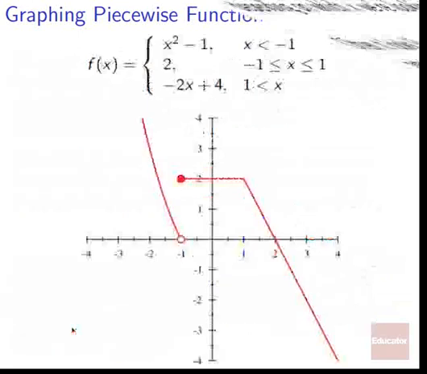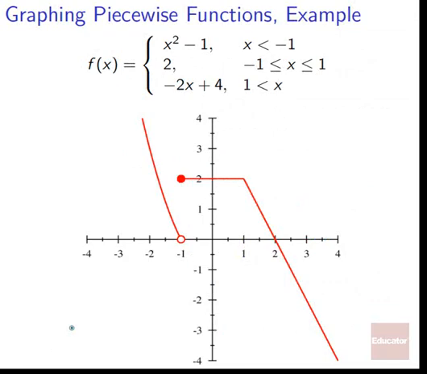Let's see an example. If we graph f of x equals x squared minus 1 when x is less than negative 1, 2 when negative 1 is less than or equal to x, which is less than or equal to 1, and negative 2x plus 4, which is when 1 is less than x, we would see this graph right here.